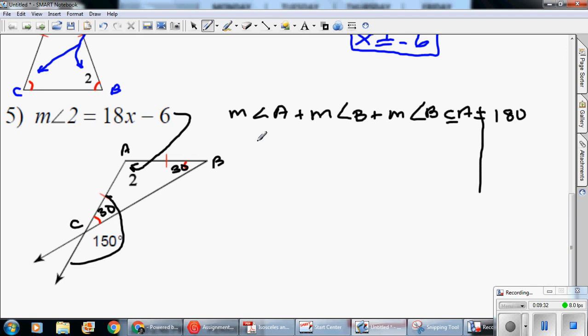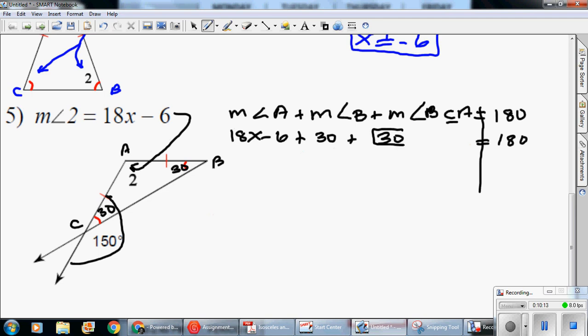Now substitute the values. Angle A is 18x minus 6. Angle B is 30. I'm sorry, this should be BCA. And angle BCA is 30, is equal to 180. I look for any parentheses, fractions, or decimals. We don't have any. Next step is combine like terms.